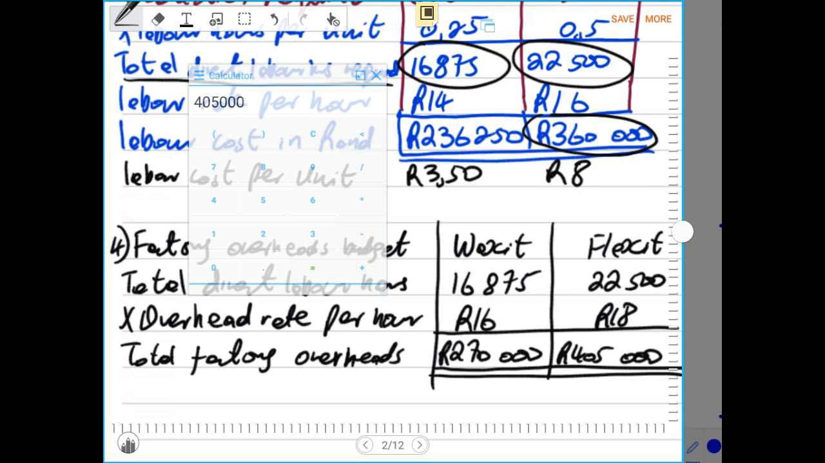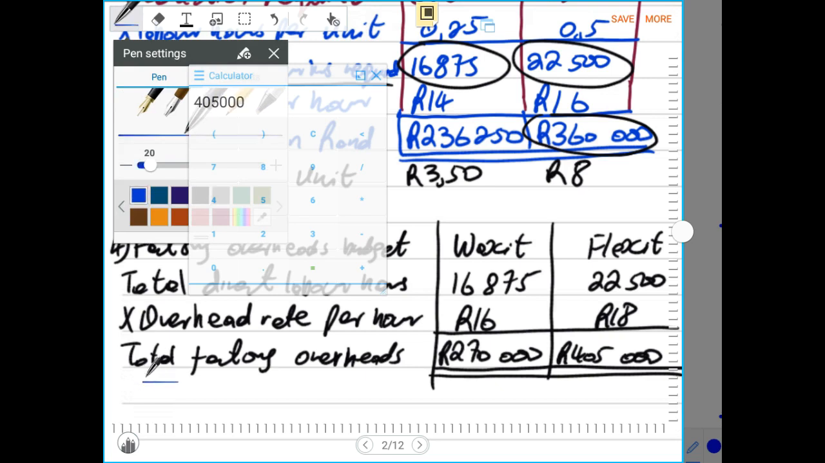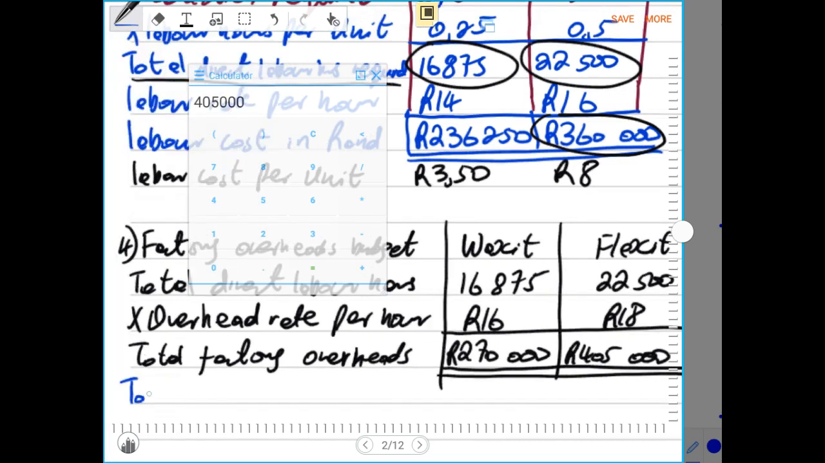So now let us calculate our total factory overheads per unit. This is also not required, but it's very important to understand it. Total factory overheads per unit.